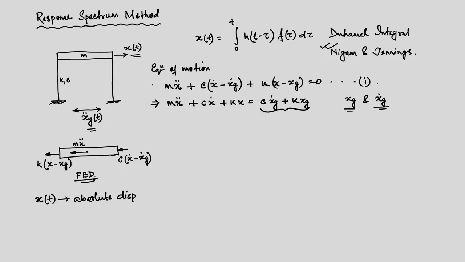But if you look at the expression itself, and then if we assume that we have a new variable, say u, which is equal to x minus x g. Right. So, what is u of t now? U of t is the relative displacement of m with respect to ground. So, x of t is the absolute displacement, while u of t in this case is the relative deformation of the mass m.